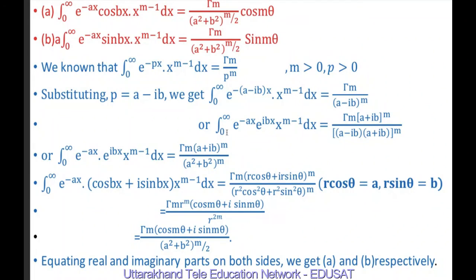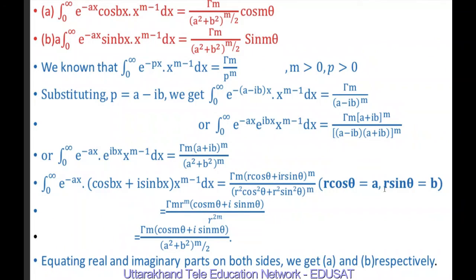So this is nothing but the integral from 0 to infinity of e raised to minus ax times e raised to iota bx times x raised to m minus 1 dx, and here it is gamma m times (a plus iota b) whole raised to m over (a minus iota b) into (a plus iota b), which is a square minus iota square b square, and iota square is minus 1. So (a square plus b square) whole raised to m.